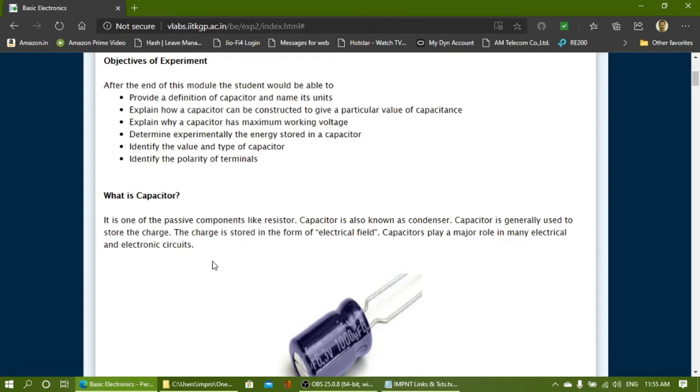What is a capacitor? It is one of the passive components, like resistors. A capacitor is also known as a condenser. A capacitor is generally used to store charge. The charge is stored in the form of an electric field, and capacitors play a major role in many electrical and electronic circuits.